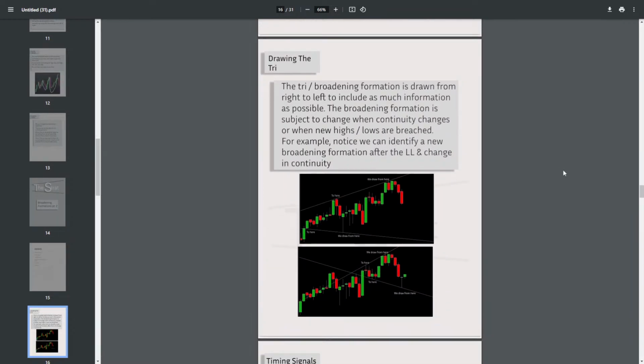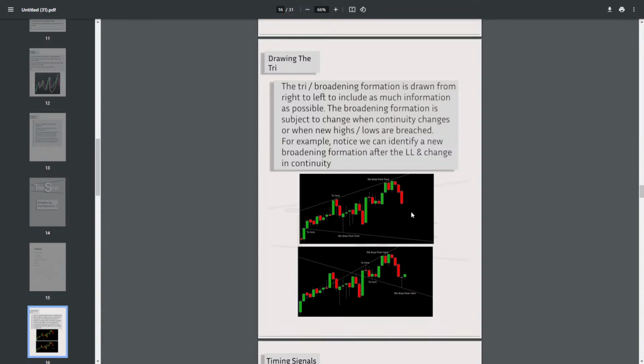So the first thing is drawing the try. The try or broadening formation is drawn from right to left to include as much information as possible because we do not want to be subjective in our analysis. And this broadening formation is just a visual depiction of what we know to be true at any point in time. So it's not drawn without understanding continuity. It's drawn with continuity. And what you're going to see is the broadening formation is subject to change when continuity changes or when new highs or new lows are breached.